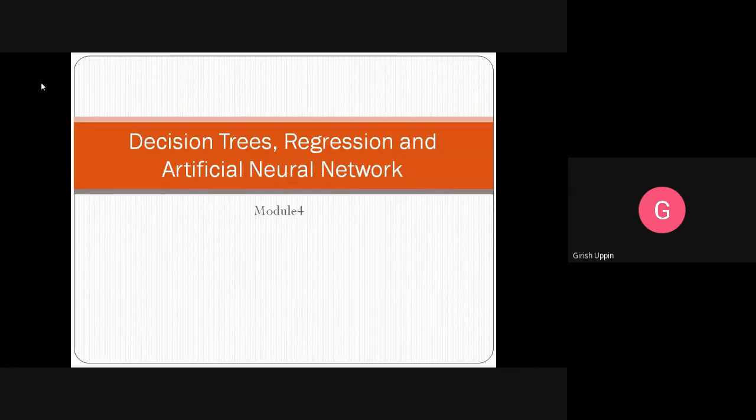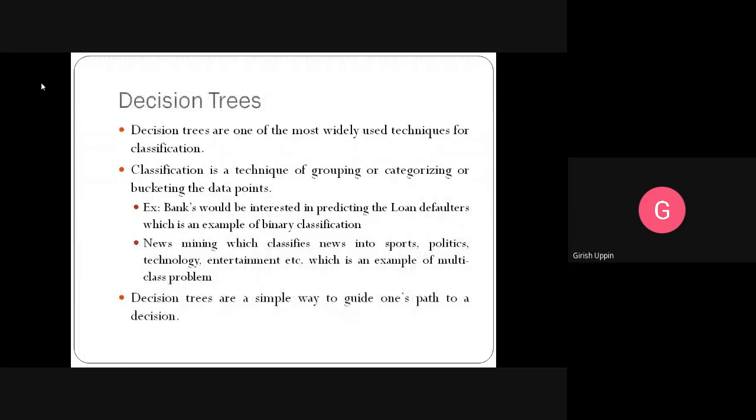Decision trees are a very simple way to guide one's path to a particular decision. Decision trees are one of the most widely used techniques for classification. So we can use a decision tree for the classification problem. It could be a binary class or multi-class.